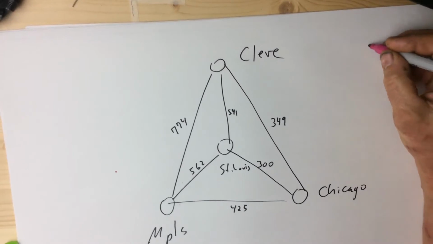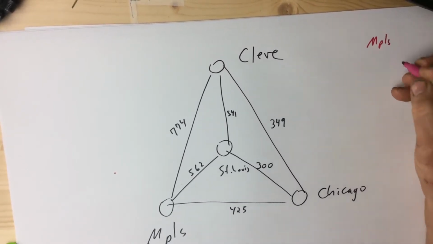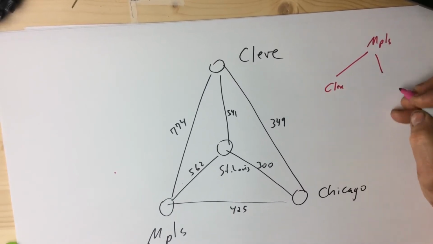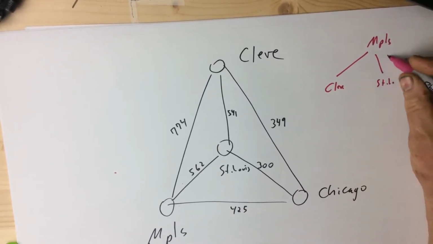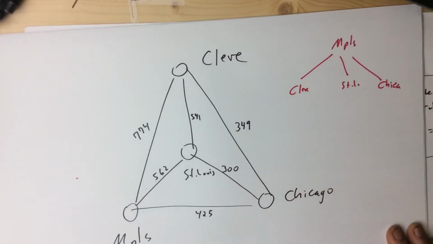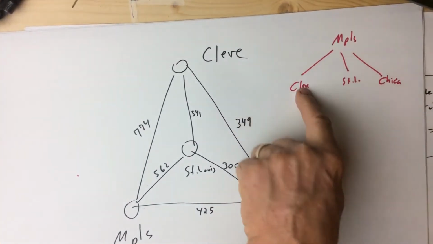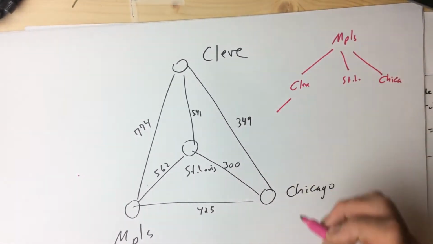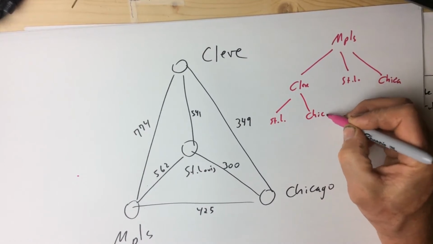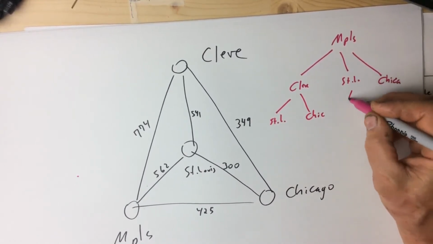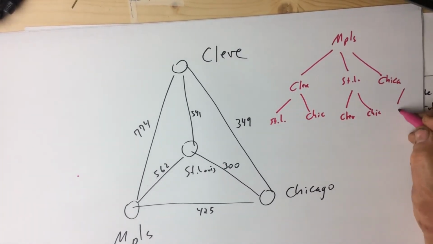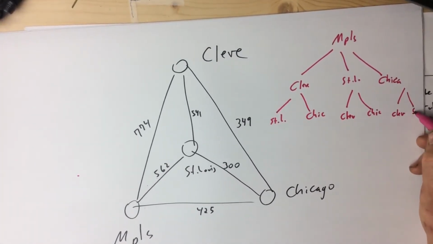Let's create something called a tree. Start with Minneapolis here, and you can pick Cleveland, you can pick St. Louis, or you can pick Chicago. So there's your choices. Now, when you did Minneapolis to Cleveland, then your 2 choices would be St. Louis, Chicago. If you're in St. Louis, your 2 choices would be Cleveland and Chicago. And if you're in Chicago, your choices would be Cleveland and St. Louis.